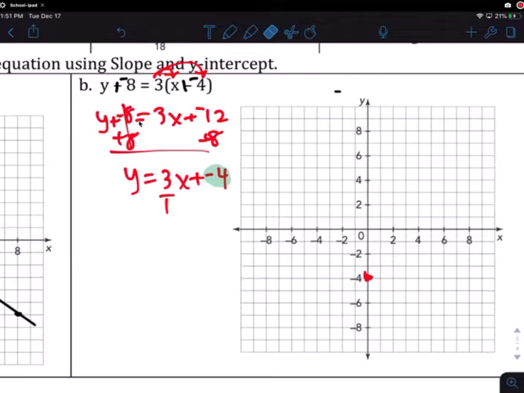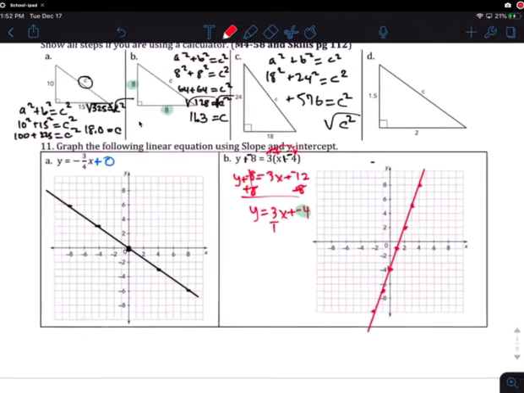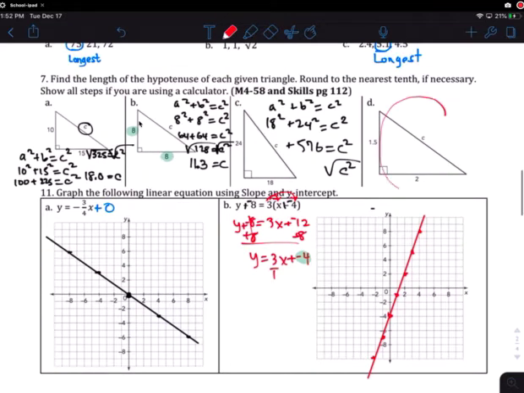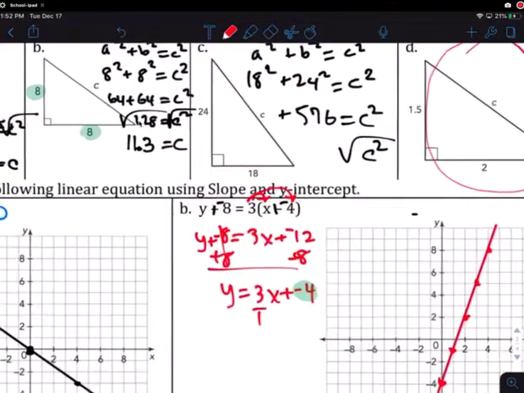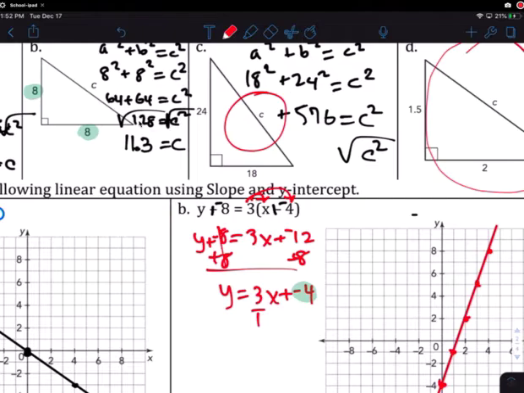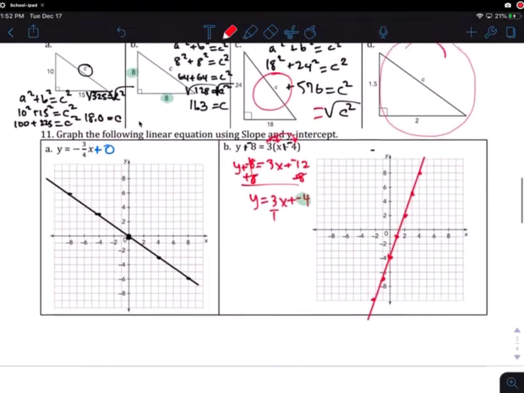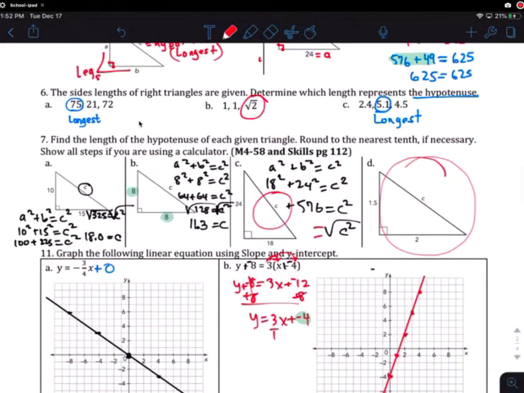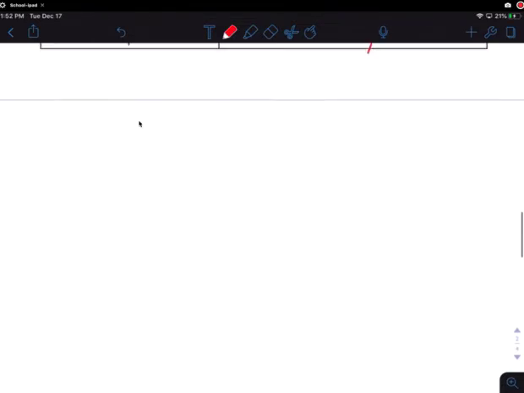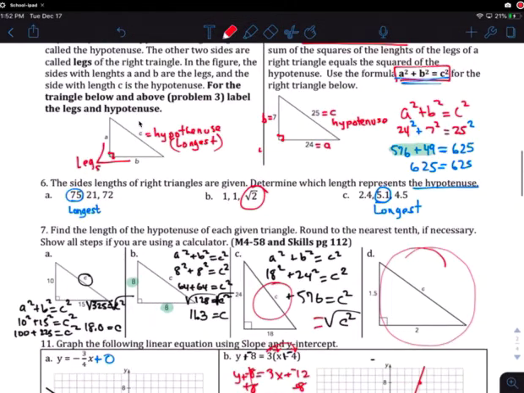Anyways, most of you know how to graph this. 3 over 1, 3 over 1, and that's your graph. And that's basically your homework. So make sure you finish this one and finish this one here. Add it together. Finish it. And the longest length was this one. That's the hypotenuse. And finish the last page.